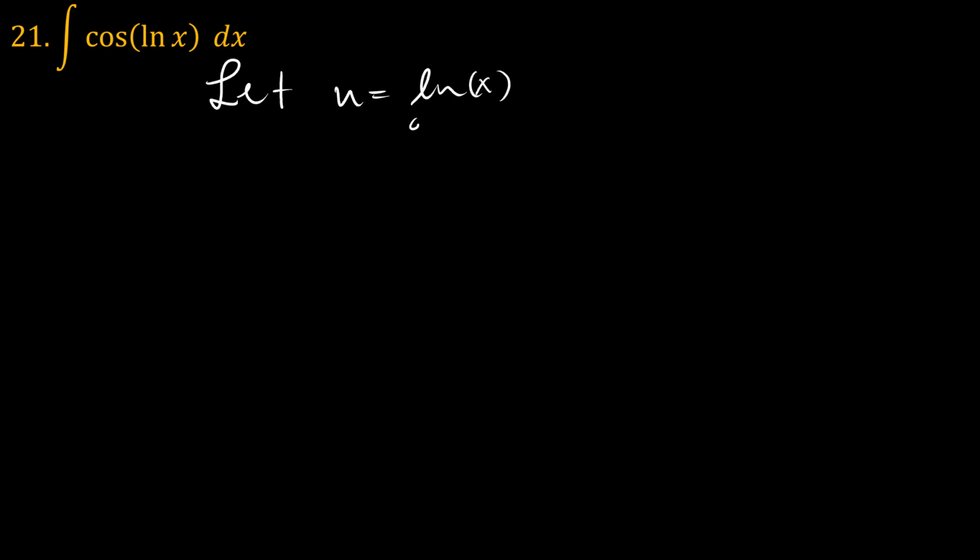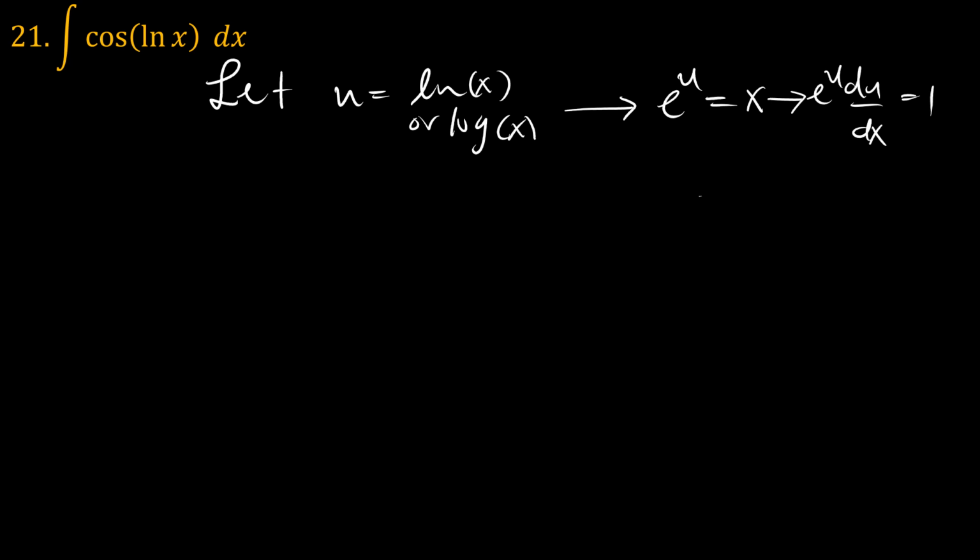The problem number 21, which is the indefinite integral of cosine of natural logarithm of x. So as is the norm, we'll just say let u be equal to natural logarithm of x, or log of x. And what we see here is that e to the u is equal to x. And as such, e^u du/dx is equal to 1, meaning that e^u du can be used to substitute for dx.